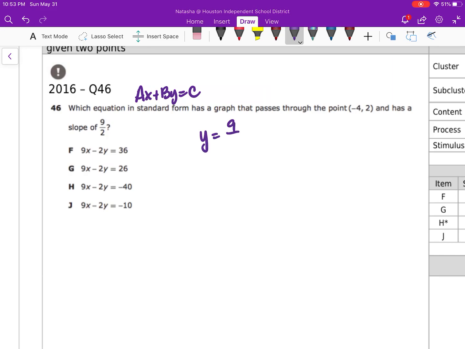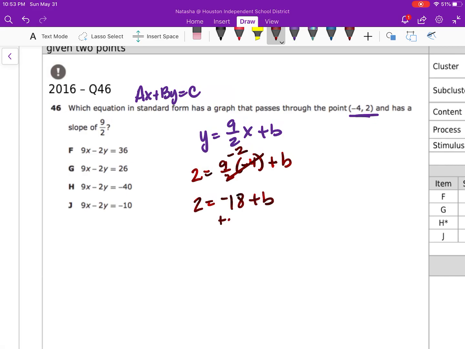So I'm going to write y is equal to 9 halves x plus b, and I'm going to use this point for x and y. So this is going to become 2 is equal to 9 halves times negative 4 plus b. That becomes negative 2 times 9, which gives me negative 18. I'm going to add 18. 18, 19, 20. So b is equal to 20. So my equation is going to be y is equal to 9 halves x plus 20.